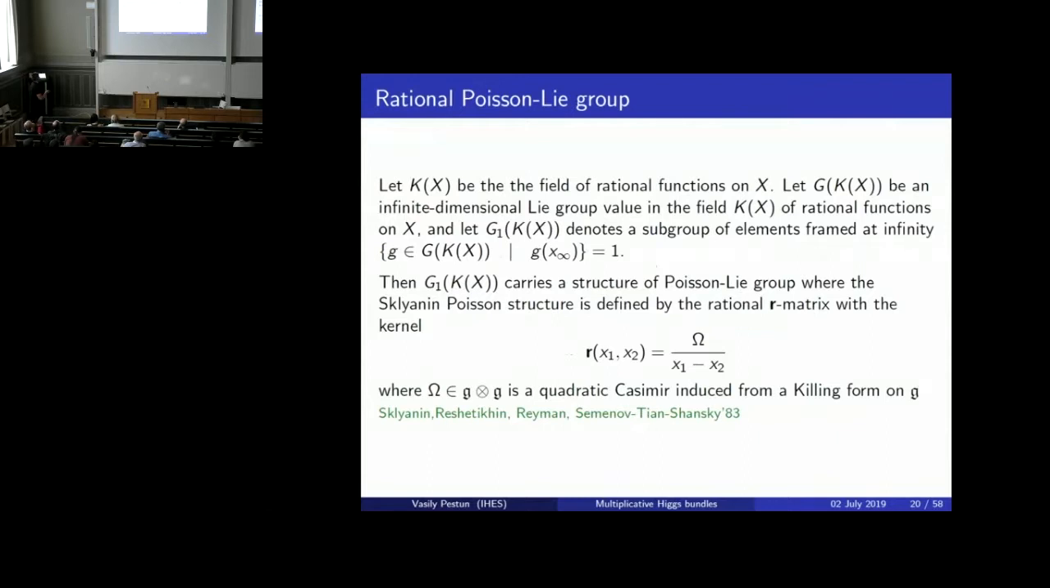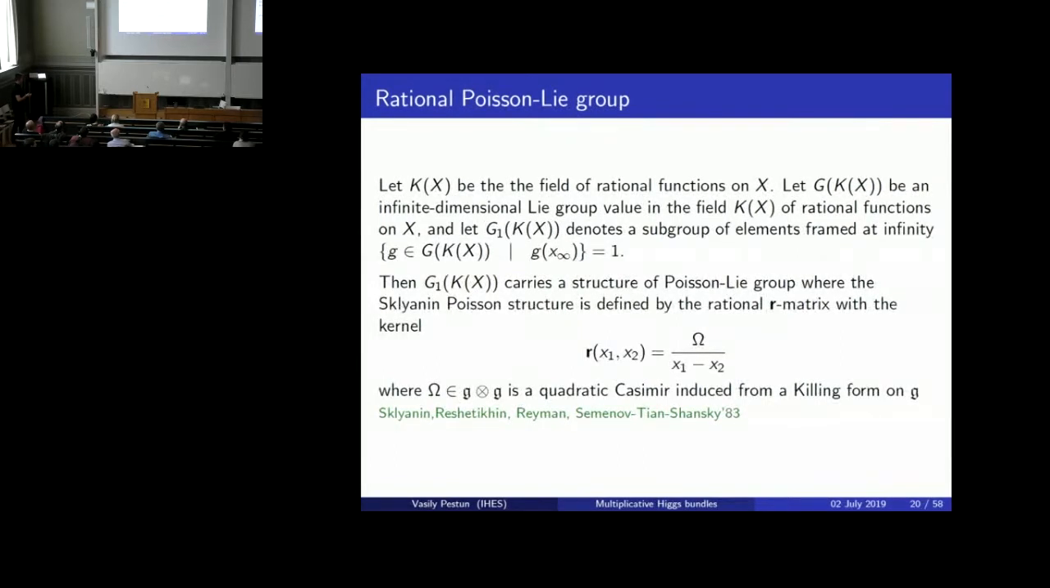It is classical work coming from mathematicians working on classical integrable systems, Sklyanin, Reshetikhin, Semenov-Tian-Shansky, from the 80s, that this loop group carries the structure of a Poisson Lie group. So first of all, it's a Lie group, and second, there is a Poisson structure on it, and that Poisson structure is compatible with multiplication. That is, if you multiply two elements of the group and push the Poisson structure forward by this multiplication, it coincides with the Poisson structure on the target.